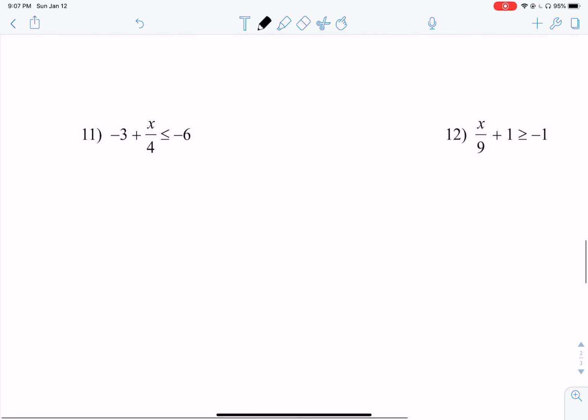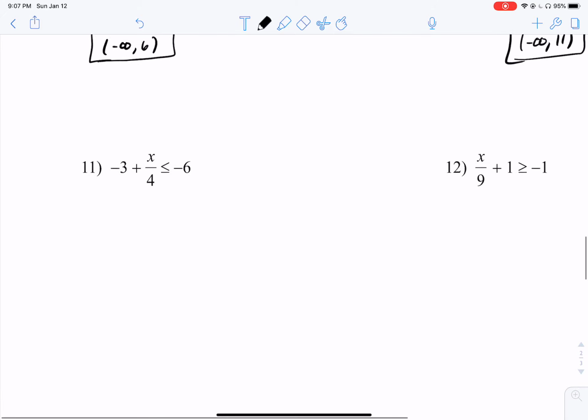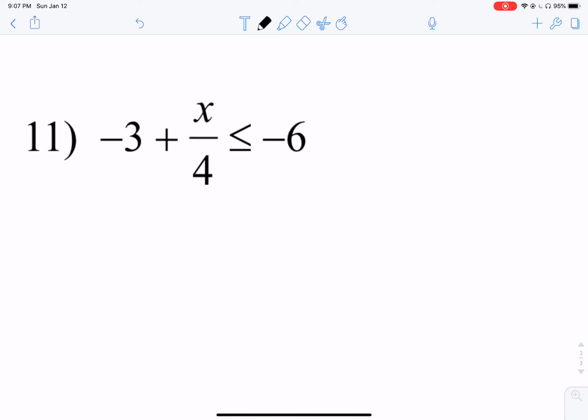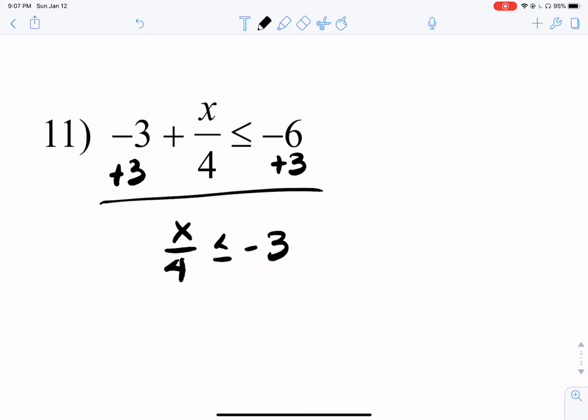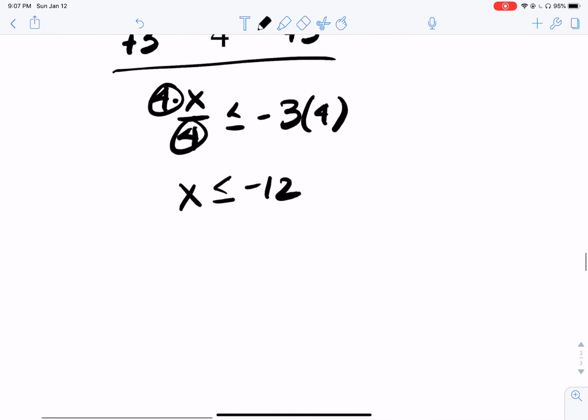So for the last two problems, to do this one right here, we would have to start by first adding the 3 on this one, and x divided by 4 is less than or equal to negative 3. And we are now going to multiply both sides by 4. That way these two operations cancel each other out, and we end up with negative 12.